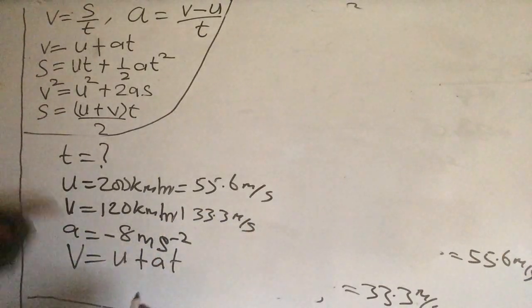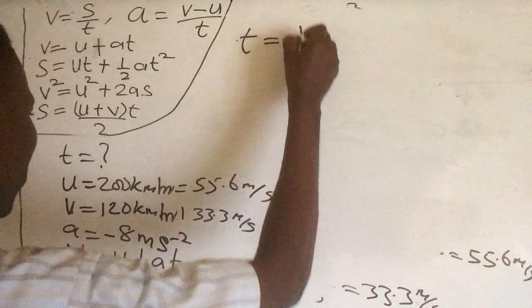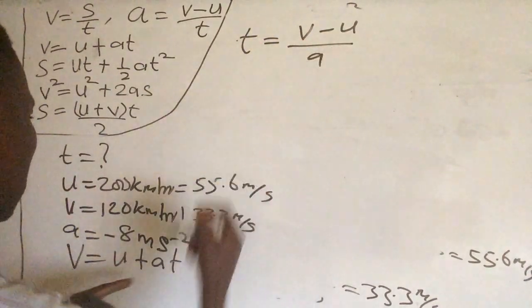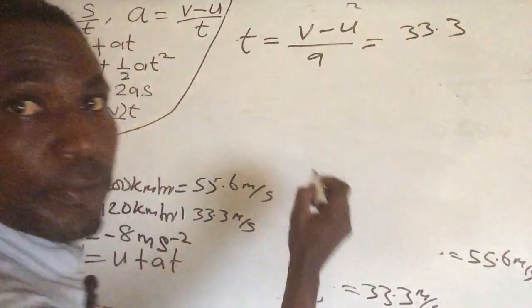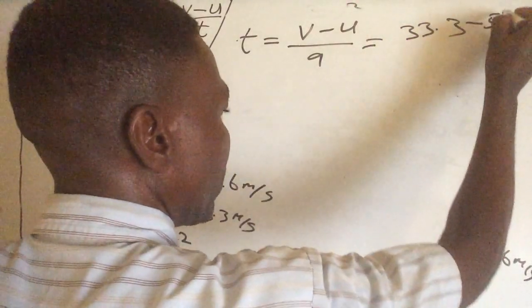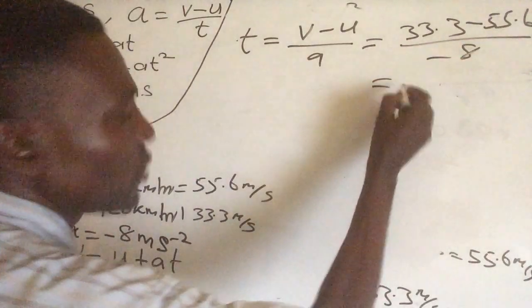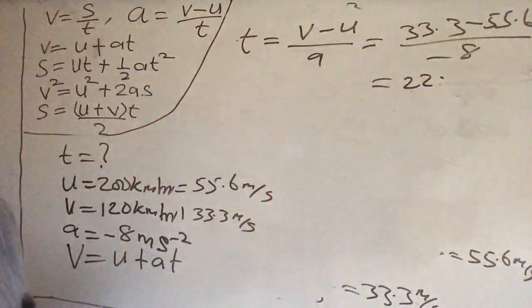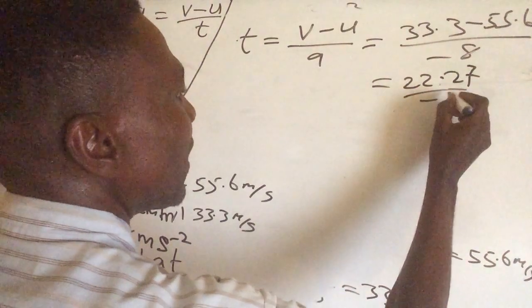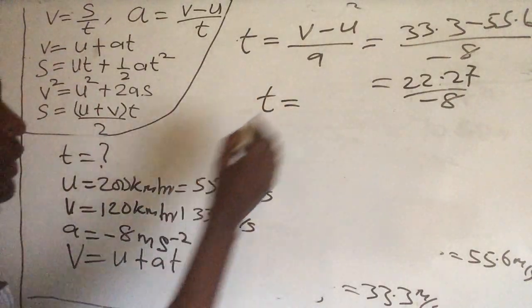Now when you fix it in the formula, we want t, right? Making t the subject of the formula, we now have t equals v minus u all over a, right? Now our v is 33.3 minus 55.6 all over a, which is minus 8. When you subtract, you now have minus 22.27 all over minus 8. So when you divide, our time now becomes 2.8 seconds.